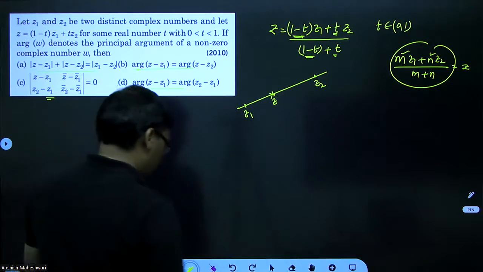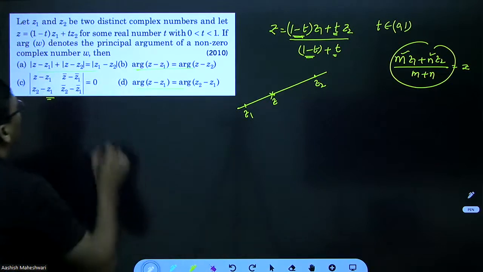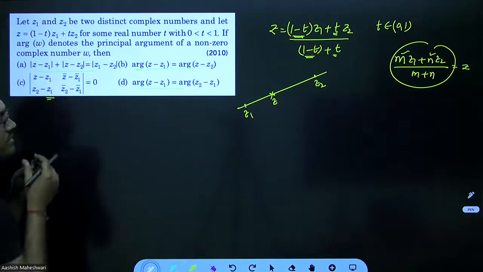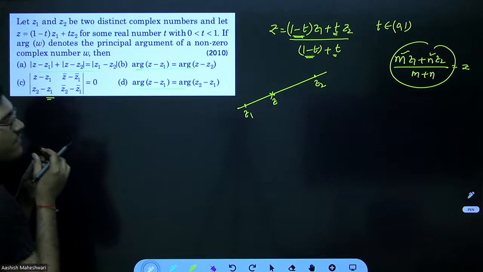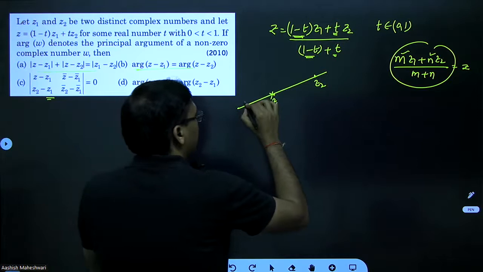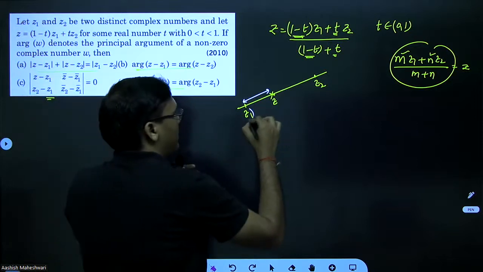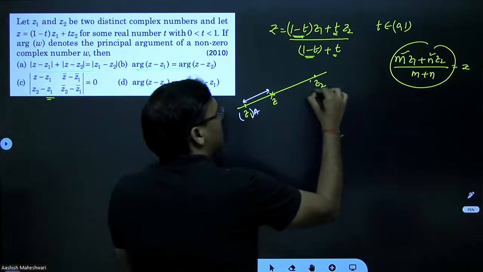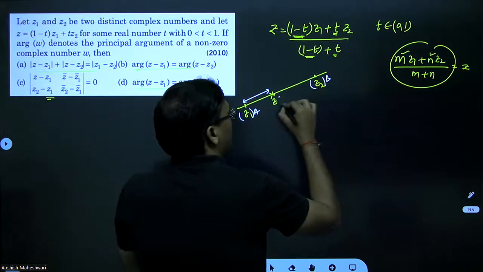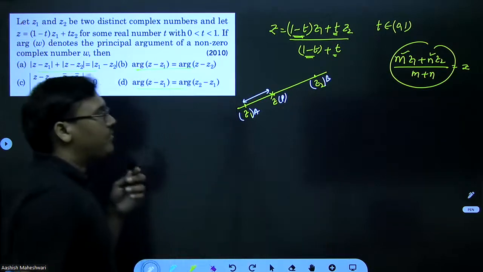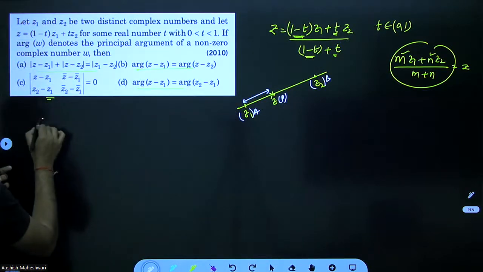अब तो सीधा सीधा आपको equations बनाना है. You can see, what is option A? Check option A. |Z minus Z1|. What is |Z minus Z1|? Distance between these. You can see this is, let's say, point A. This is, let's say, point P, and this is point B. So what is this first option A?